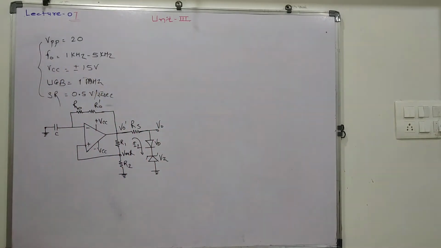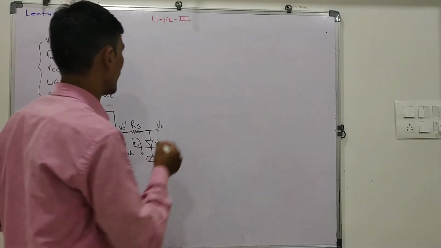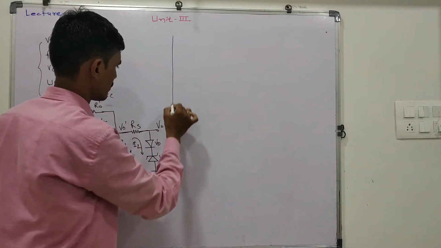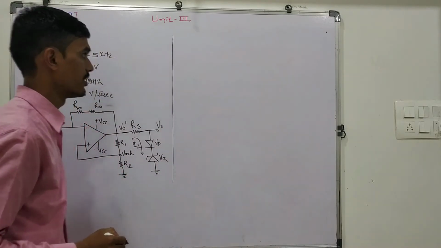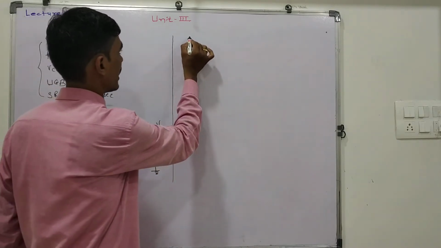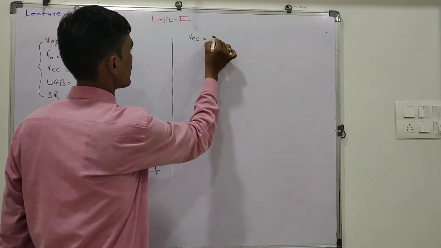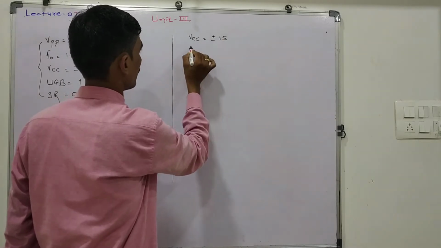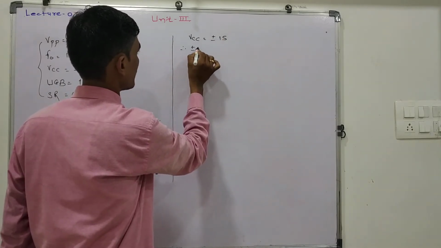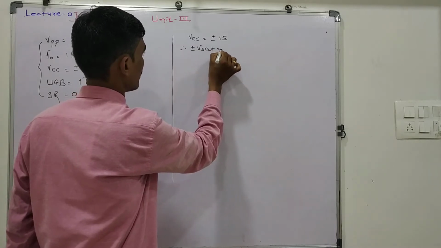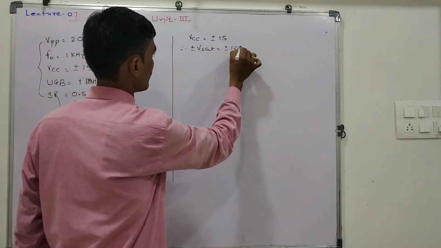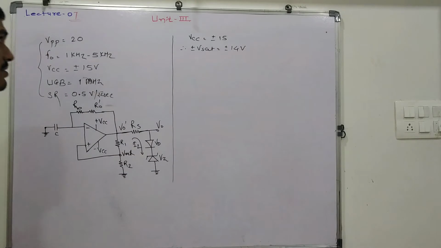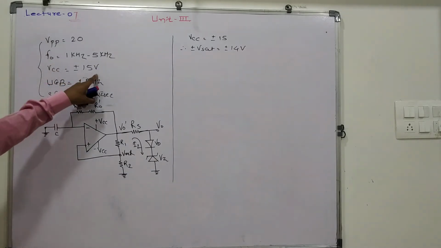We are starting the solution. Now we know that VCC is given as plus minus 15 volt. Therefore plus minus Vsat is equal to plus minus 14 volt. So this is the first step from the VCC given.